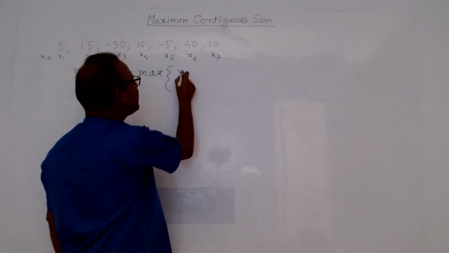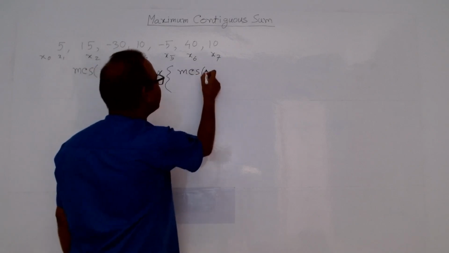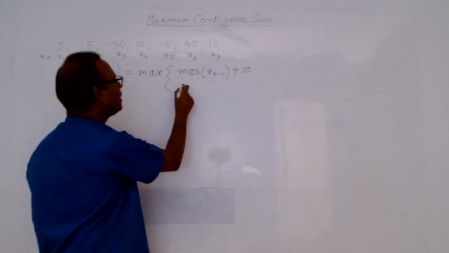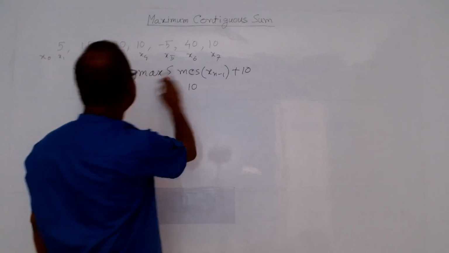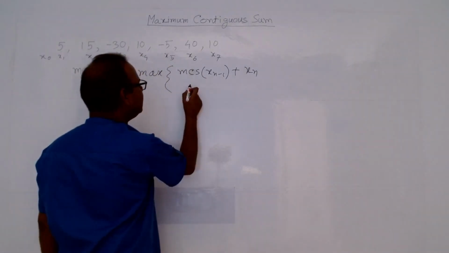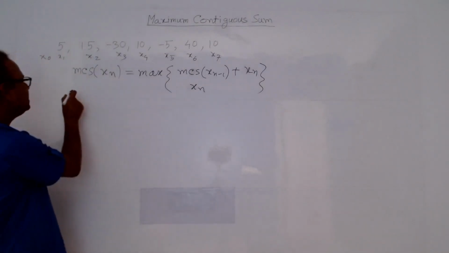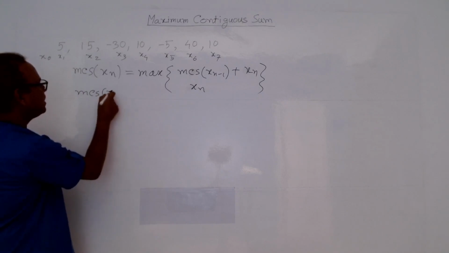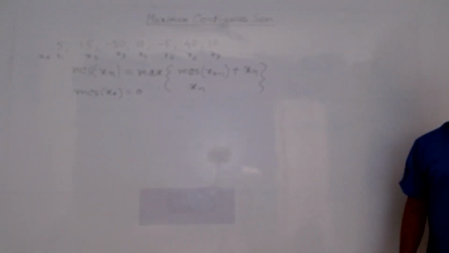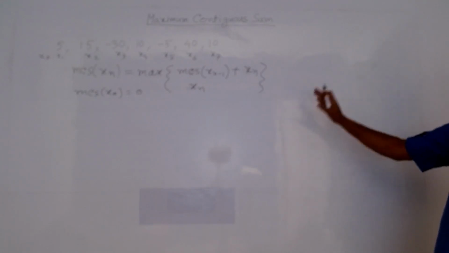So we have two options. We can write MCS xn minus 1 plus 10, and 10. If I write this in terms of n, then I have to write xn minus 1 plus xn, and xn. This is my recursion. What will be the stopping condition? MCS x0 equal to 0. This is the stopping condition. So we have this recursion and the stopping condition. Now we can solve it.